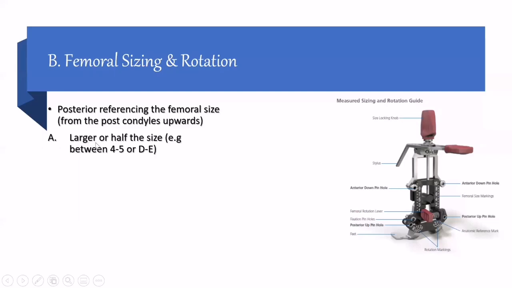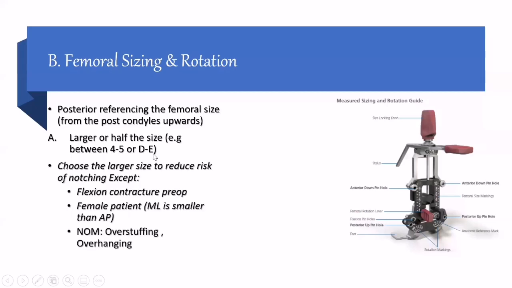A problem usually occurs when you have a larger size or a smaller size. If a larger size has been chosen, especially between 4 or 5, or D and E in some systems, between them we may choose the larger size in order to reduce the risk of notching. Do not downsize the femur, otherwise we will get notching, and we will learn what notching is in the coming slides, God willing.